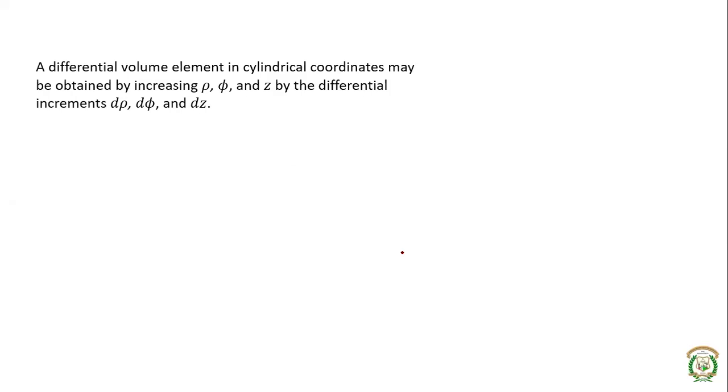Next, just like we considered the differential volume element, we will see it even here. The differential volume element in the cylindrical coordinate system is obtained by increasing the values of rho, phi, and z by differential elements. Here the coordinates are rho, phi, and z. Unlike the rectangular coordinate system, where all three were lengths, here d rho and dz are lengths, but phi is an angle.